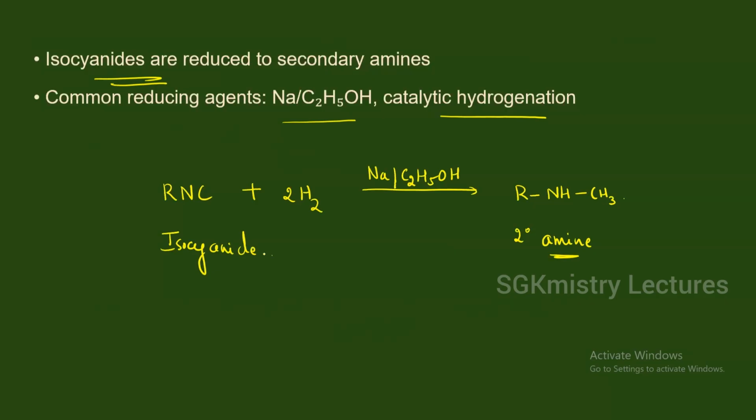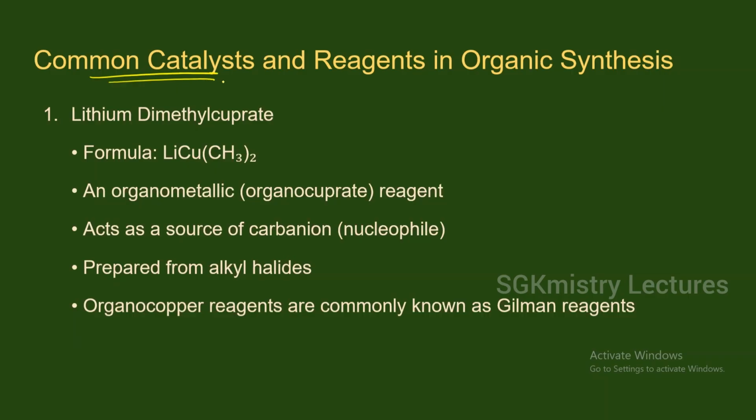Right. So this is with respect to the reduction reactions, which I've explained in detail: the reduction of hydrocarbons, the reduction of carbonyl compounds, carboxyl groups, as well as the carboxylic acids and their derivatives, and also the nitriles as well as the isocyanides. So how the reduction occurs, what are the various reagents that have to be used, and what are the expected products. Right. Now on to common catalysts and reagents in organic synthesis.